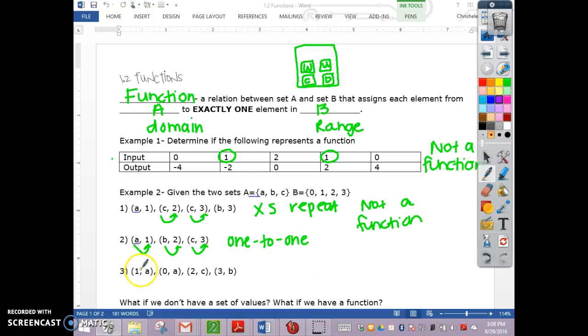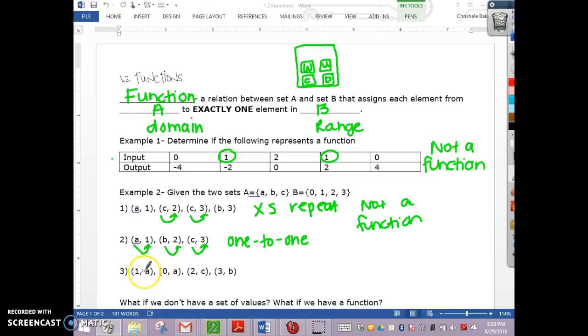So down here in this third example, this is okay. That 1 goes to A and 0 goes to A, that's okay. That's having 2 different buttons that both give you water. So you press 1 on a vending machine, you get water. You press 0 on the vending machine, you get water. That is totally fine. This is a function.